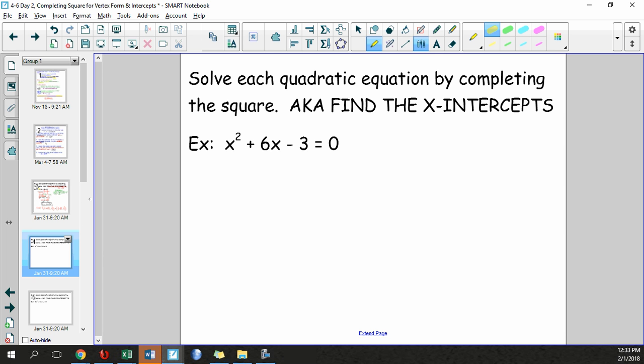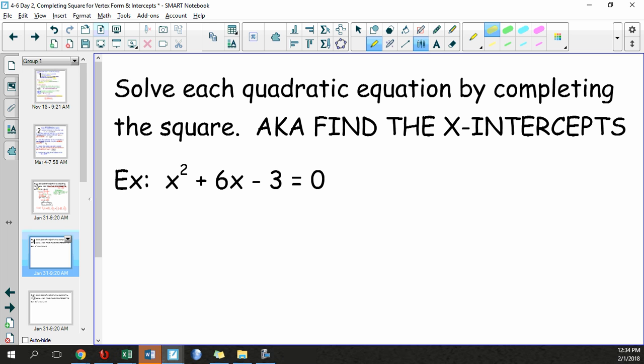So, step 1, what do I do? I need my constant term over to the other side. Is everybody doing this with me? So, x squared plus 6x is equal to 3. Now what?